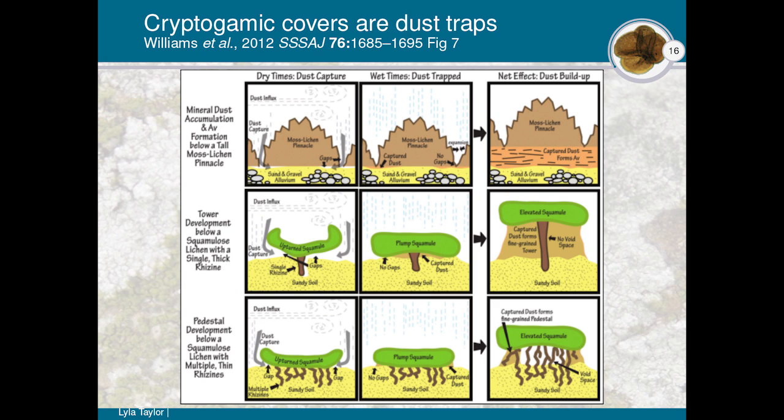So then what about dryland systems? There's quite a lot of cryptogamic covers there. And Williams et al. have this paper with these fantastic figures in. Basically they have a conceptual model for dust capture. And if you think about it, the dust is probably silicate rock in origin.